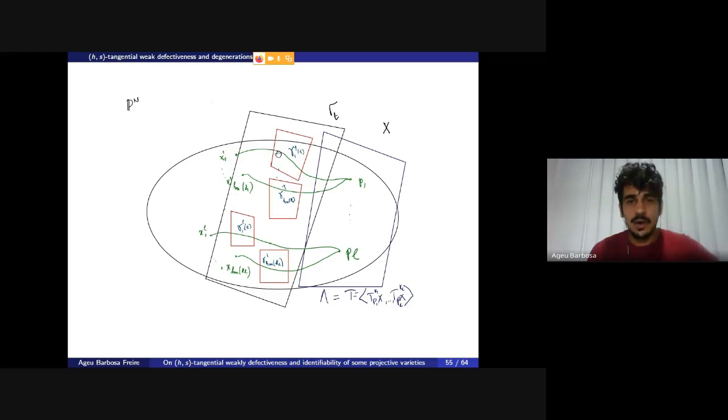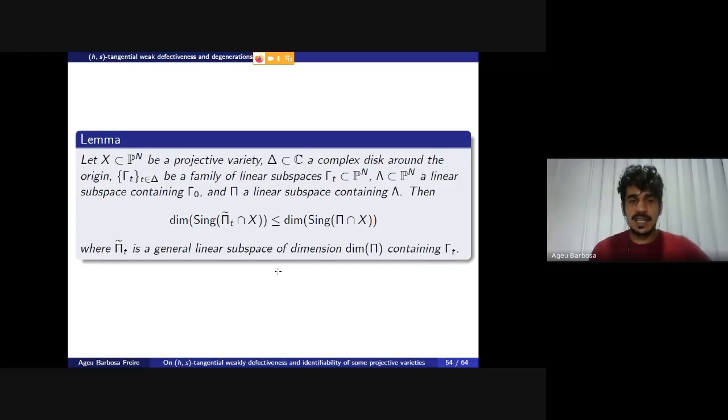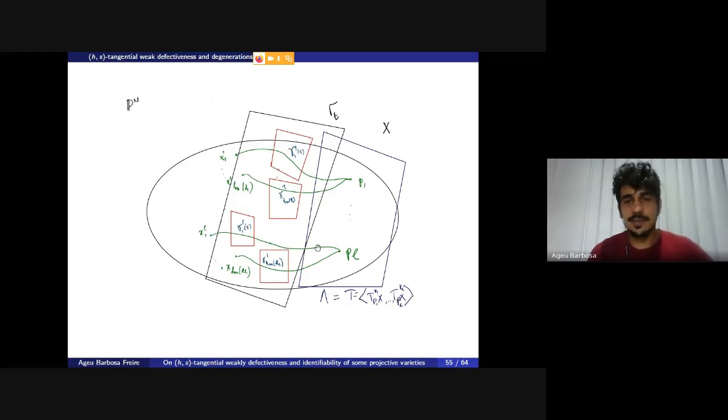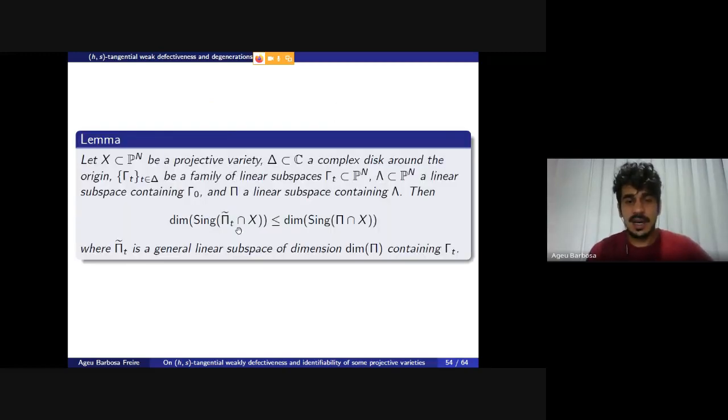Then in each curve we consider the tangent space at the point, when you fix a t different from 0. And gamma t will be exactly the linear span of all these tangent spaces. Okay? And finally, we just have to define this pi t tilde, which will be exactly a general linear subspace that contains this gamma t here. Okay? Then we just apply this theorem here, because here we are saying that if you take a general linear subspace of Pn having dimension s, then the dimension of the contact locus with X is smaller than the dimension of the contact locus when we take a particular, a special s-dimensional linear subspace.